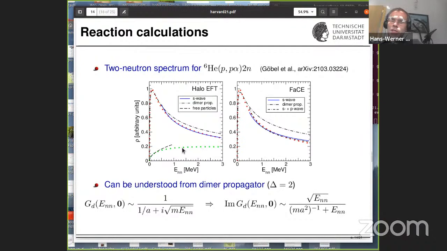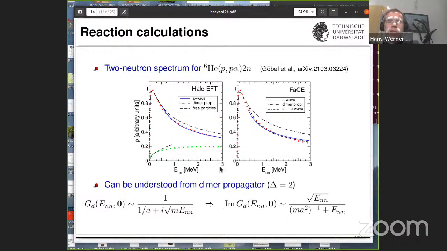The green points is a calculation of this reaction where the final state interaction is neglected. So the whole energy distribution, this is the energy distribution of the neutrons without final state interaction, is the green points. And you see the dashed line is the prediction of the framework that I just discussed, if you assume that the scaling dimension is the scaling dimension of free particles. So that is delta for two neutrons is just 2 × 3/2. And you see here at low energies, this describes this calculation very well.